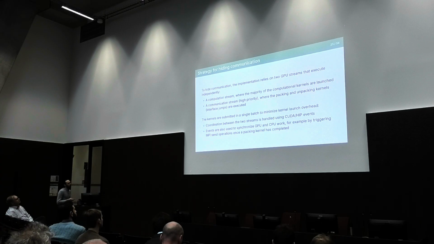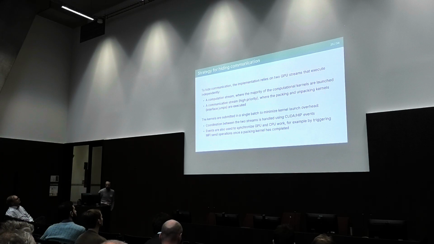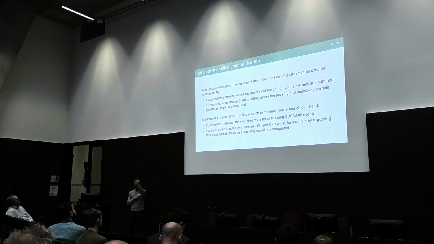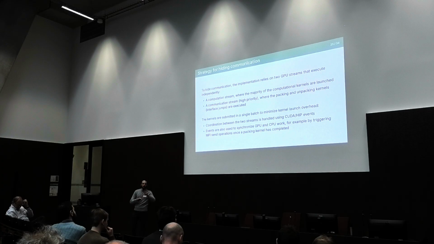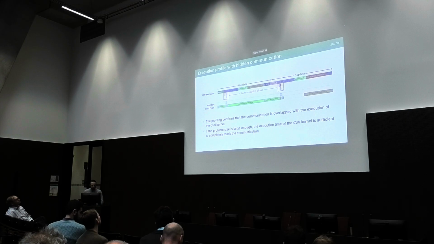And for the coordination between the two streams as well as the CPU in terms of MPI communication, we use HIP or CUDA events, okay? So we submit everything at once so that we don't pay the price of launching kernels, and then we coordinate these different streams as well as the CPU for the MPI call using events. And this is what it looks like, okay, if you take a trace.